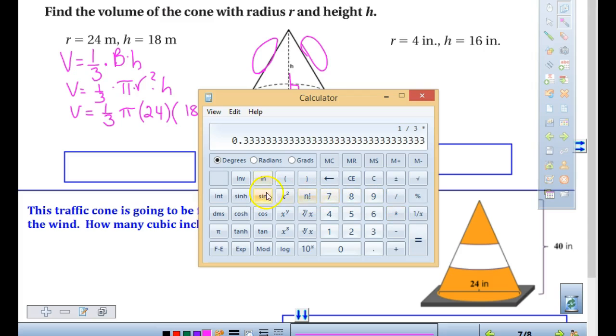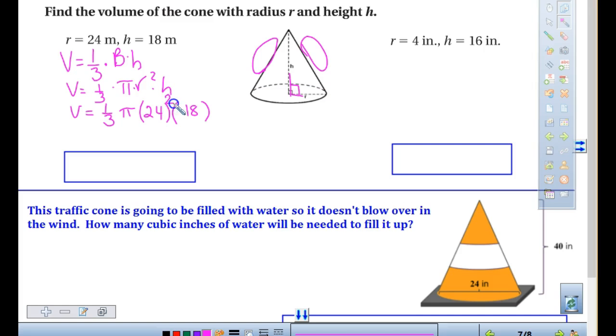You're going to take it times, what next? Pi. Then you're going to take it times, in this case, 24. Is that all I have to do? Oh, squared. I didn't write that in my formula. Make sure you go back and write that in your formula, right? I forgot to write that.